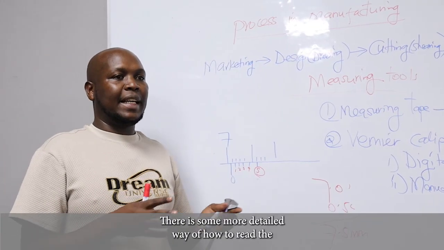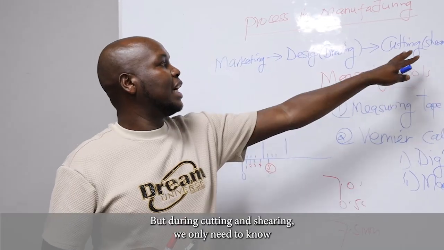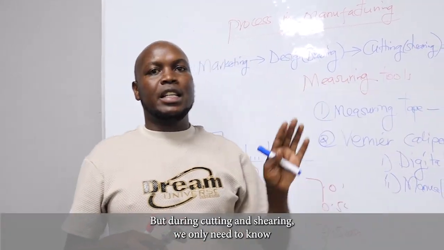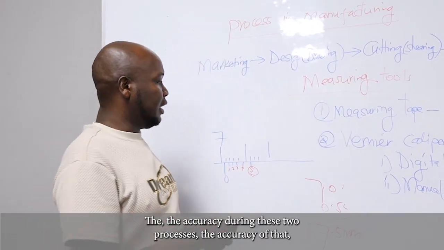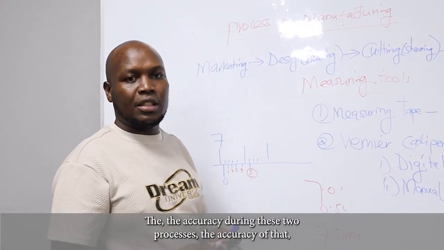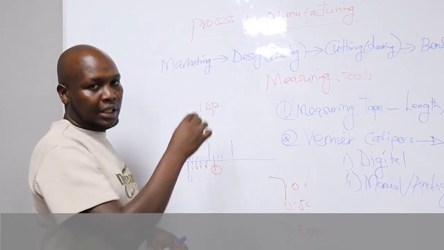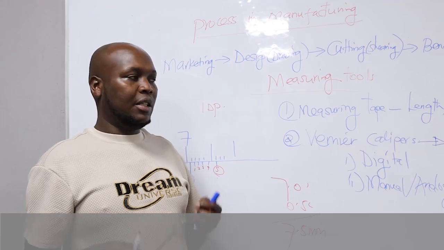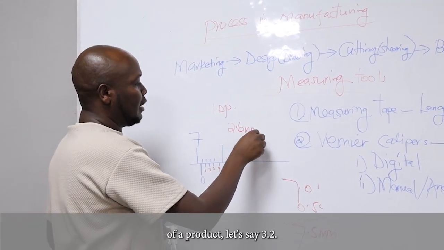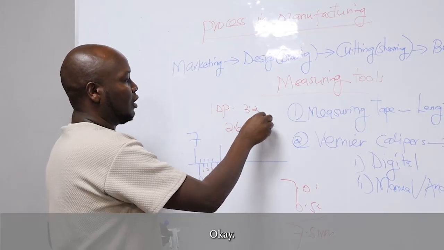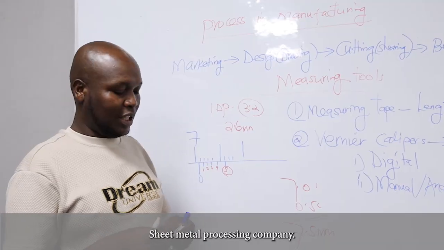There is a more detailed way of how to read vernier calipers, but during cutting and shearing, we only need to know the thickness of a material and the accuracy. During these two processes, the accuracy of that thickness must be to 1 decimal place. For example, we can get 2.6 millimeters of a product, or let's say 3.2. These are the accuracy of the products that we have as a sheet metal processing company.